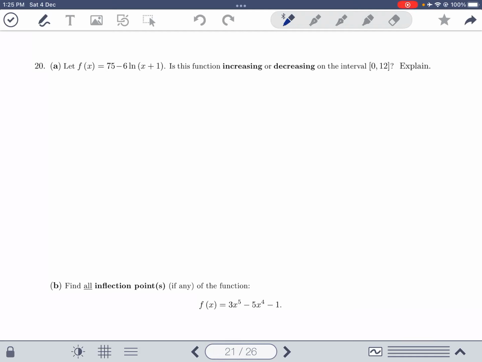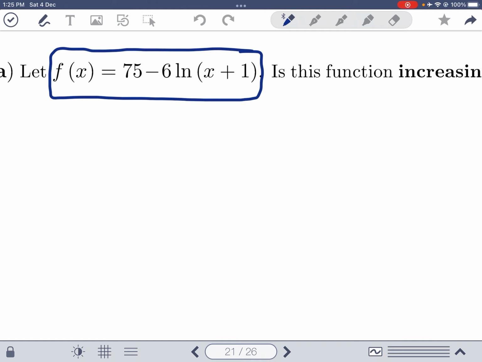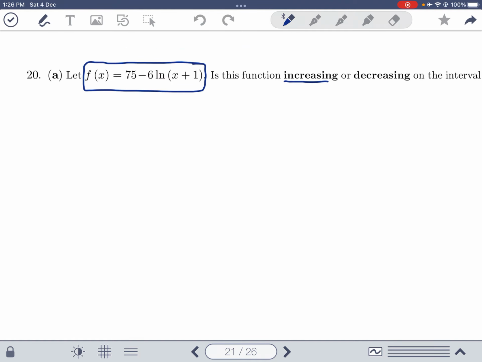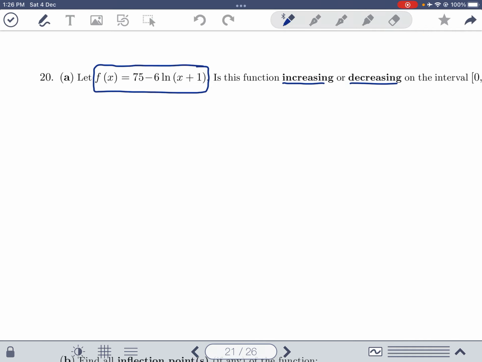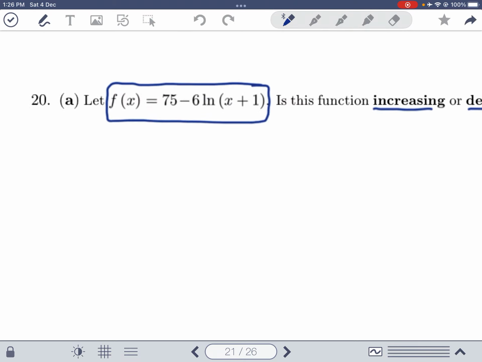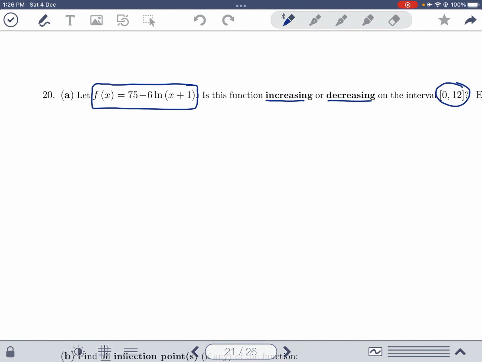Okay, in this question, first part, we have the function f of x equals 75 minus 6 into ln of x plus 1. And the question is: is this function increasing or decreasing on an interval that is given from 0 to 12? So first, before you even start doing anything, there is a logarithm in the question.